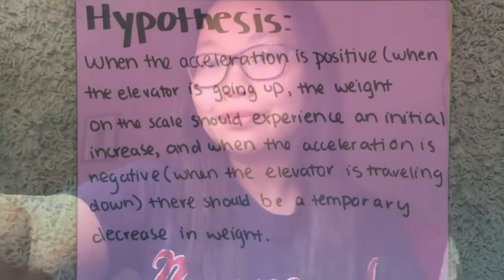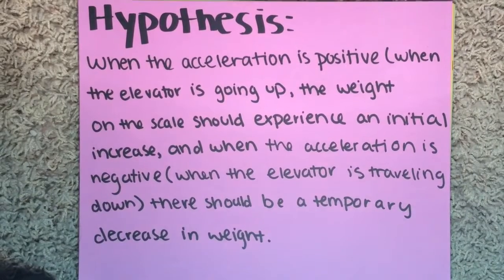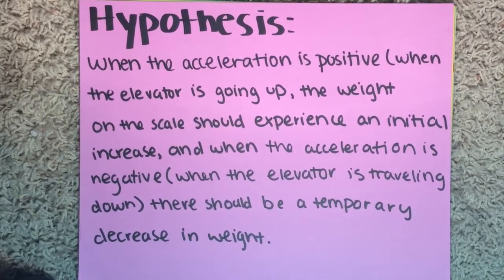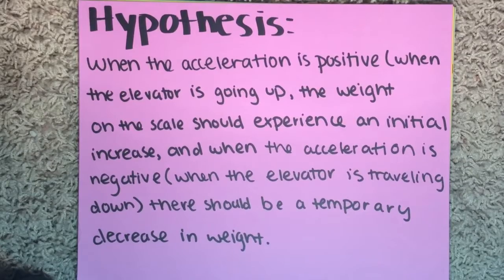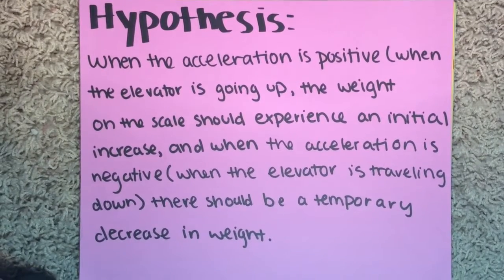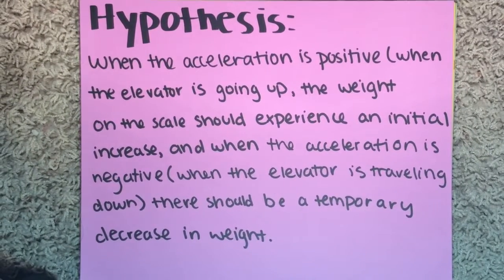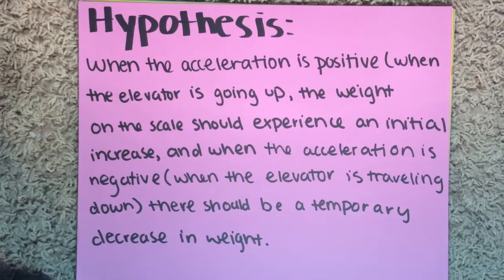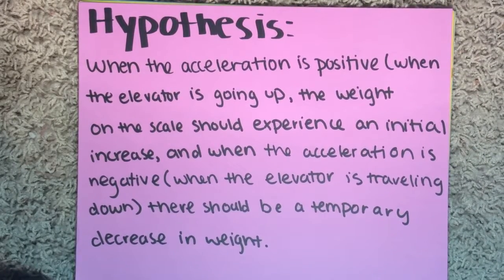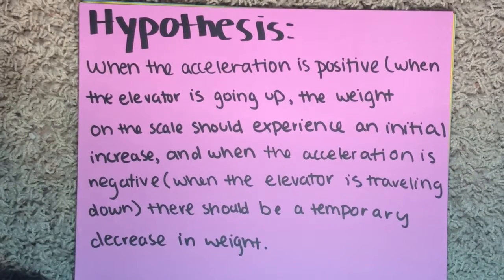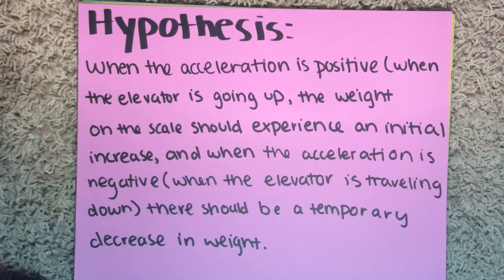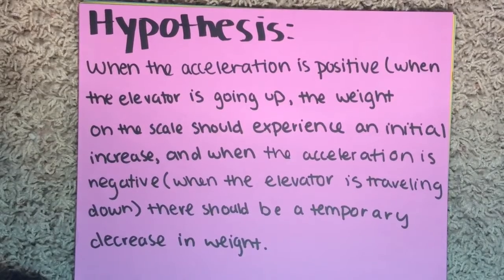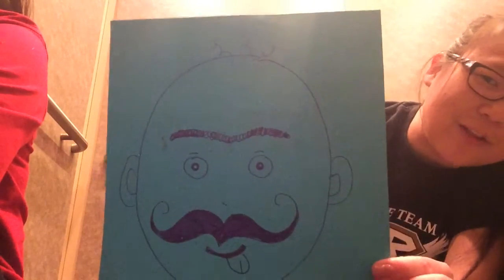Before we began our experiment, we created a hypothesis, and our hypothesis for this project was when the acceleration is positive, or when the elevator is going up, the weight on the scale should have an initial increase, and when the acceleration is negative, or when the elevator is traveling down, there should be a temporary decrease in weight. We're going to be going down the elevator.